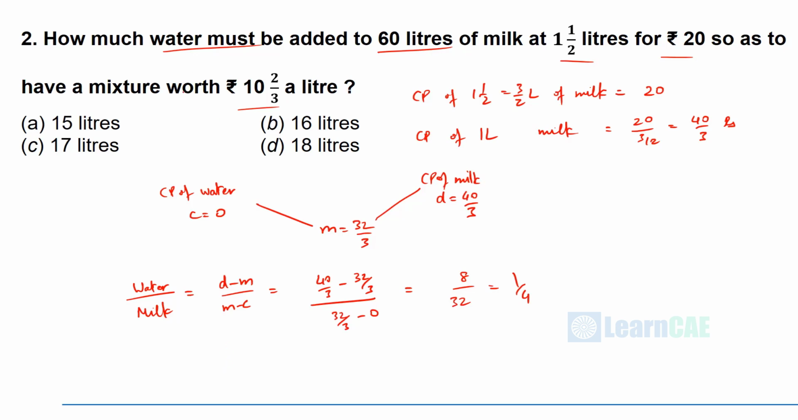Therefore, water quantity is equal to milk quantity divided by 4. The total quantity of milk is 60. Therefore, 60 by 4 liters, which is equal to 15 liters. Answer is option A, 15 liters.